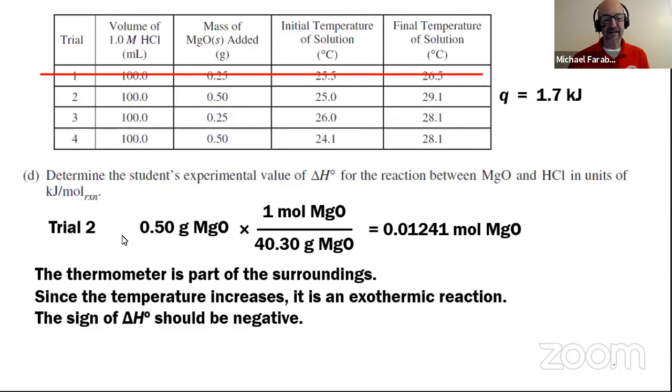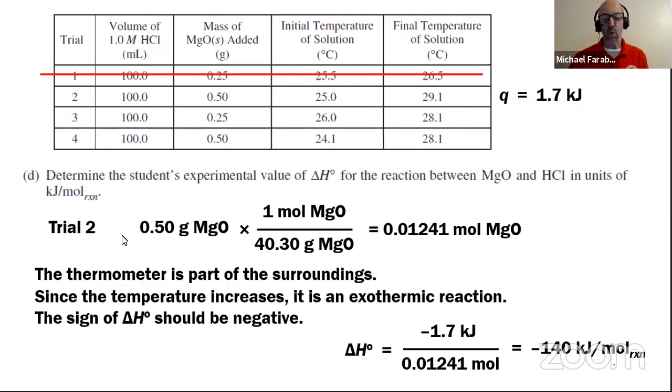Now, the thermometer, as I said, is part of the surroundings. Since the temperature increases, we have an exothermic reaction. So the correct answer should have a negative sign for delta H. So I have negative 1.7 kilojoules divided by the moles of the limiting reactant, and I get negative 140.